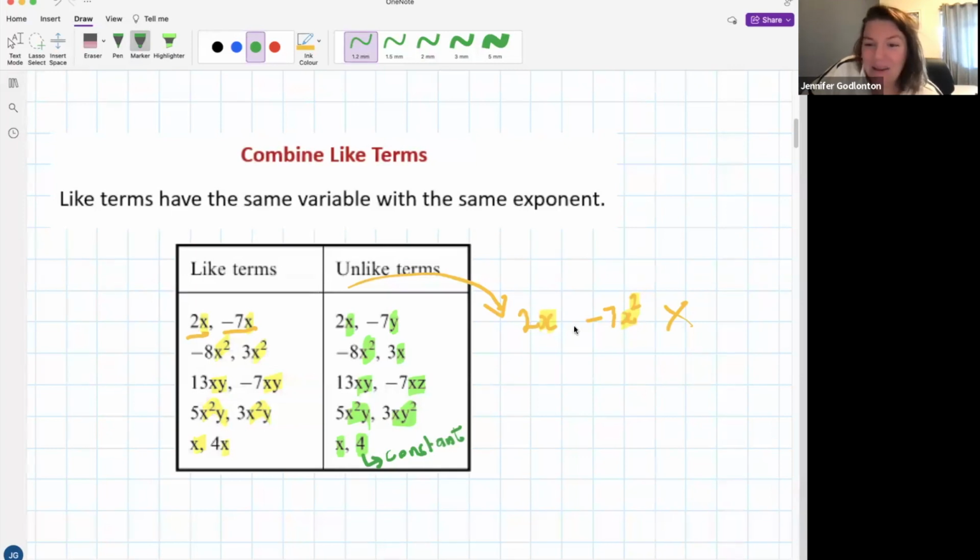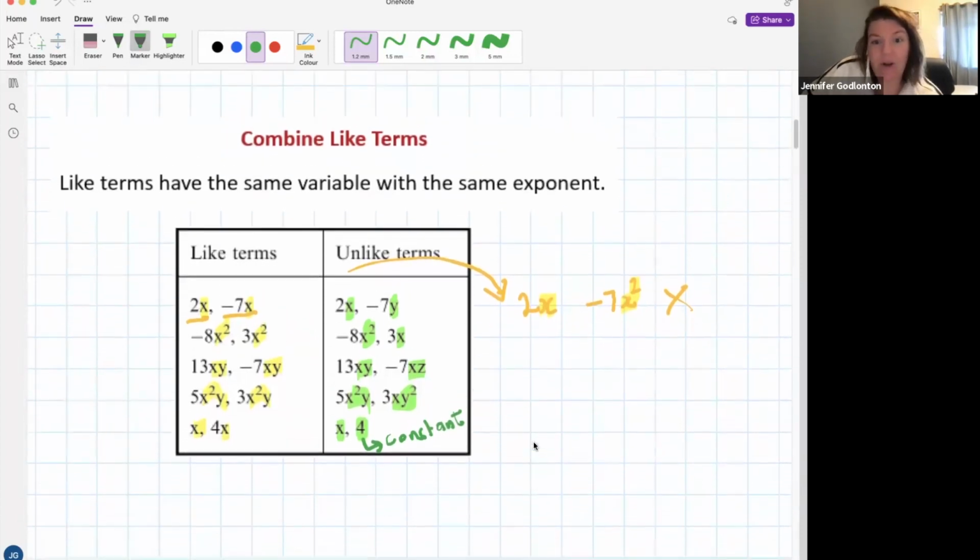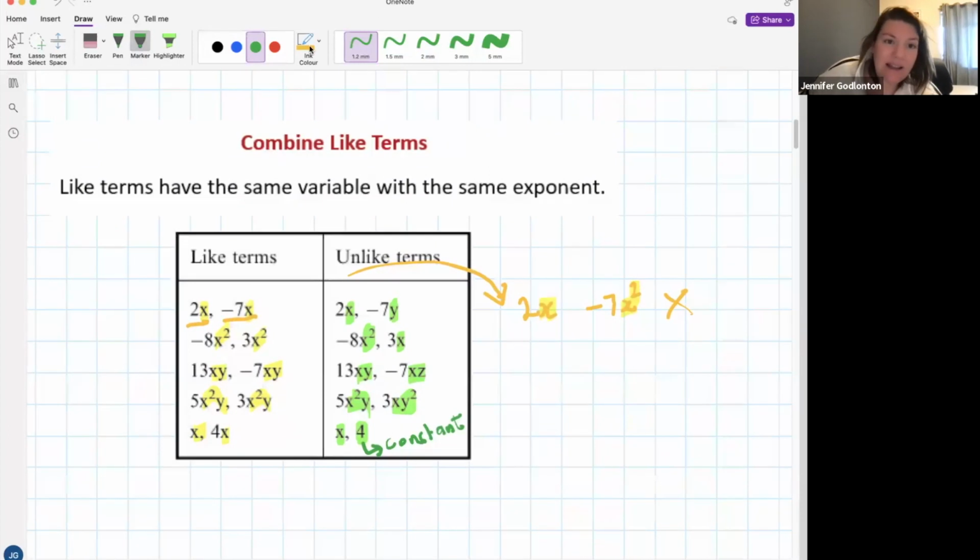All right, so when we have a number all alone without a variable, we call it a constant. Cool. You might want to take a screenshot of this, and then we're going to get going into some other things. So these would be unlike.